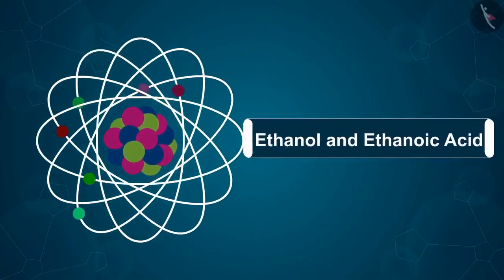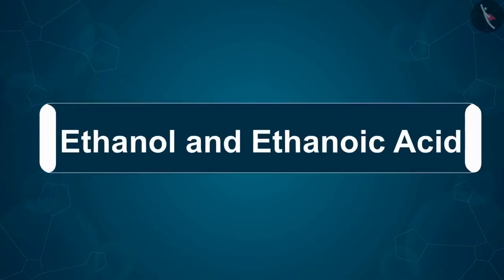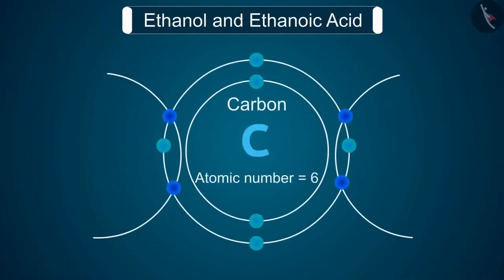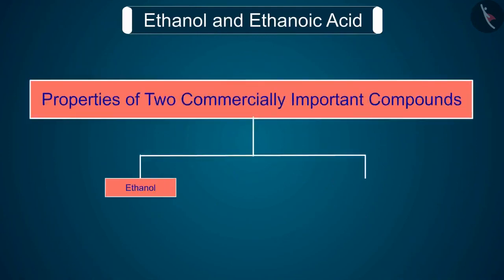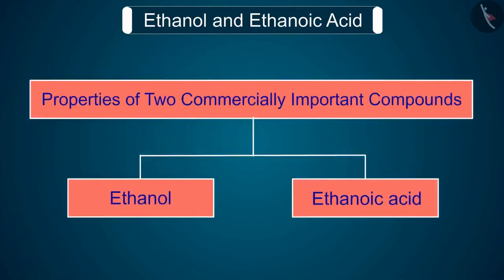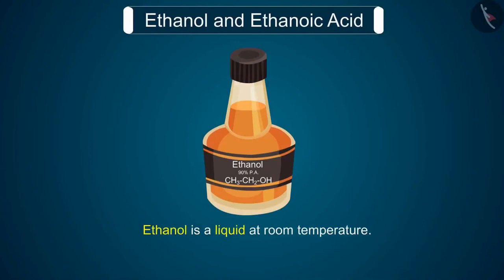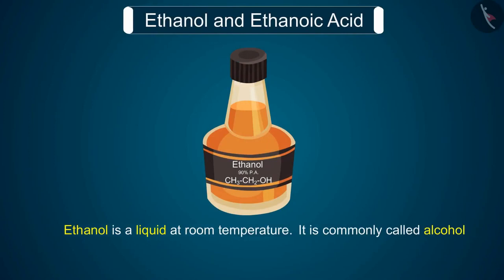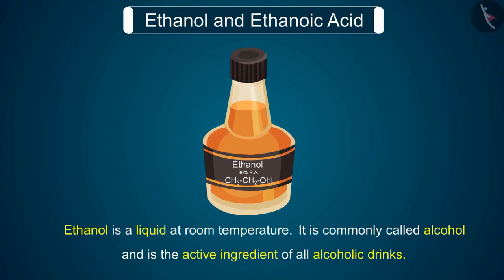Welcome to this video session. The topic that we are going to cover in this session is ethanol and ethanoic acid. Many carbon compounds are invaluable to us, but here we shall study the properties of 2 commercially important compounds, ethanol and ethanoic acid. Ethanol is a liquid at room temperature. It is commonly called alcohol and is the active ingredient of all alcoholic drinks.